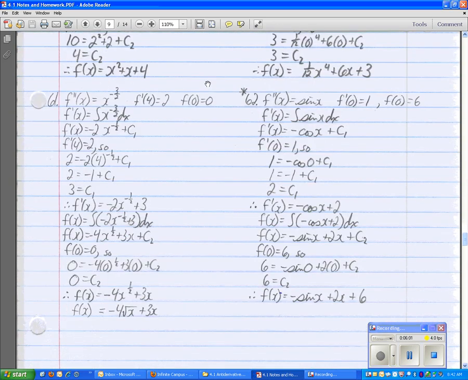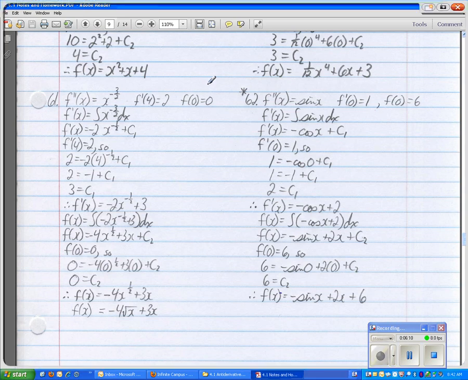All right, on 61, let's see. We're still doing the same thing. So let's take a look here. All of this is the problem. We start with the second derivative equals x to the negative 3/2. Then they give us a little bit of information about the first derivative. They tell us what the first derivative equals when x equals 4. And then they tell us a little bit of information about the function itself. The function equals 0 when x equals 0. So this one's going to take a while.